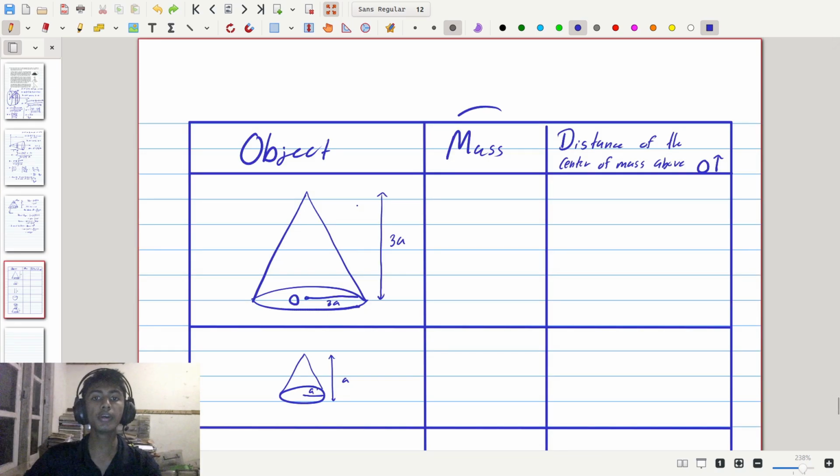The second column is the mass column. In this column, you will write the mass of the object that you're considering. And the final column is the distance of the center of mass column. In this column, you will write the distance of the center of mass of the object you're considering relative to some common reference point. In this case, for this question, the reference point is the point O, which is at the base of the large cone here, like so, this point right here, and we're measuring the center of mass of all the objects above that point.